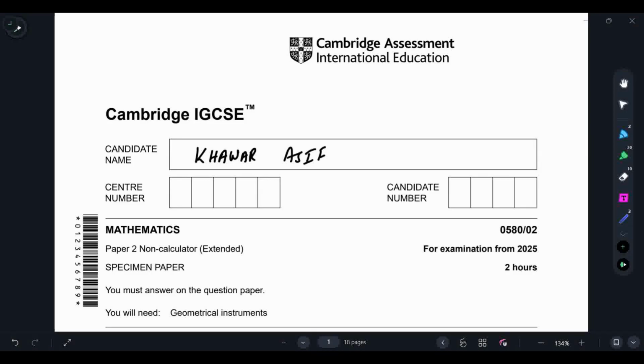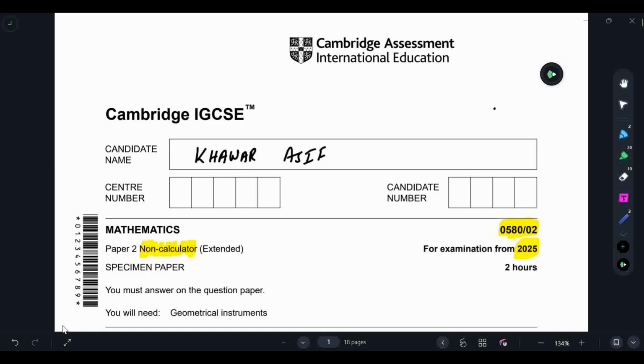Hello everyone. Today we are going to discuss the new paper, that is a non-calculator paper. This is the first time that in IGCSE the candidates have to appear in a non-calculator paper. Now today we will discuss the specimen paper from 2025 onwards. It will be applicable from May-June 2025.